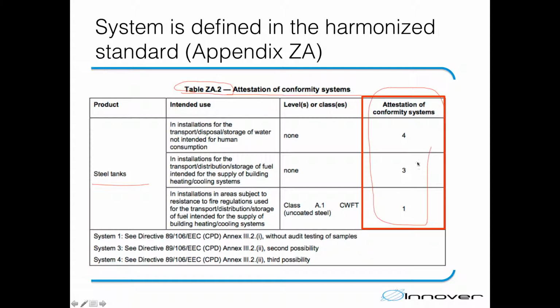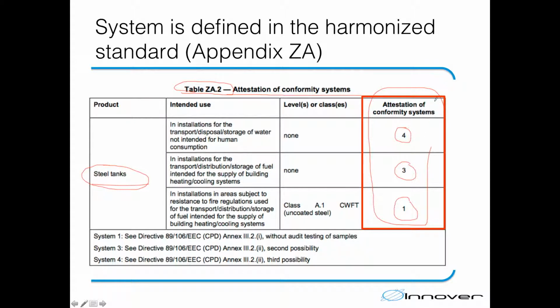Now let's put it like this. In this case you can see that the steel tank, that is one product, has 3 options regarding the attestation of conformity systems, and also by extension it has 3 possible ways of dividing tasks between you and a third party. In this case you would be able to perform everything yourself. In this case you would have to give some task to a laboratory, and in this case you would have to involve a certification body to certify your FPC system and also perform some product testing.